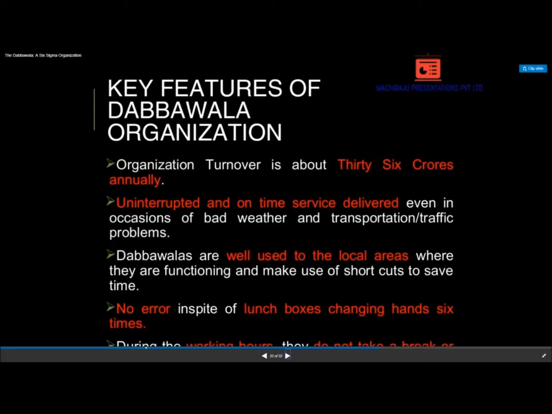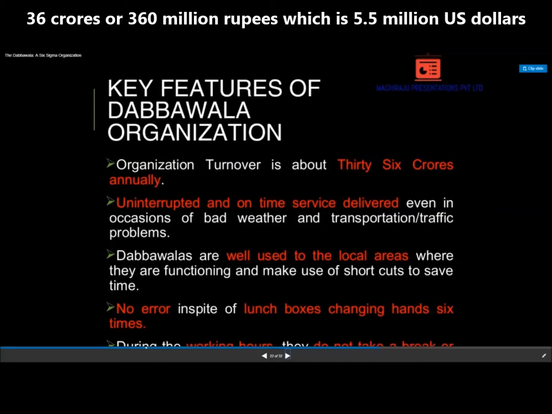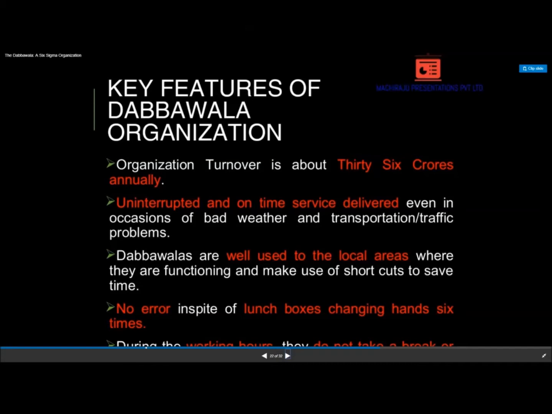Organization turnover is 36 crores, so it's about, I would say, about $30 million. Uninterrupted on-time service delivered even in occasions of bad weather and transportation traffic problems. Dabbawallas know the area very well, and you can use shortcuts to save time. The lunch boxes change hands 6 times when you go back and forth, and there is no error.